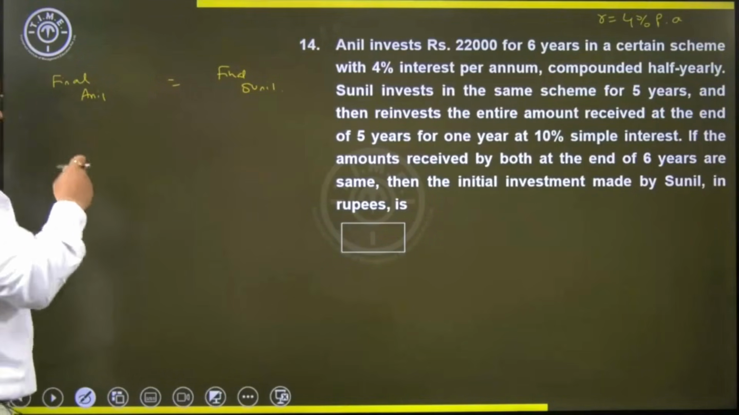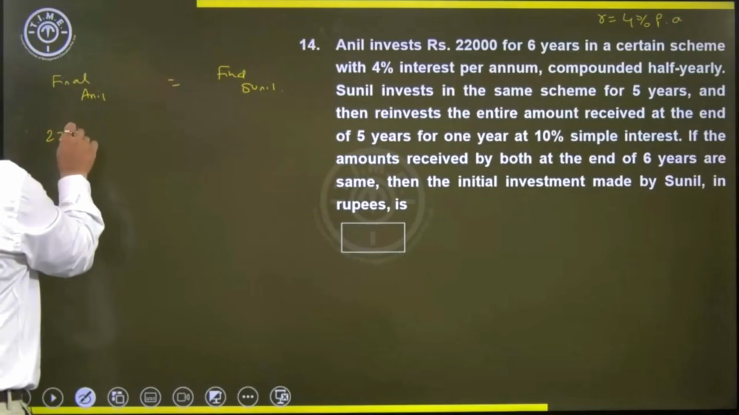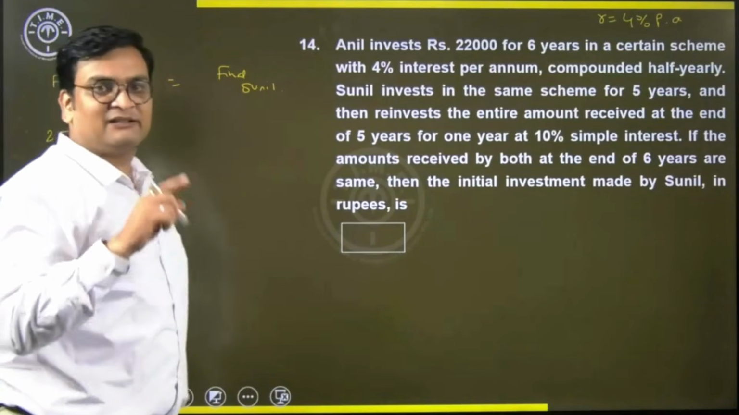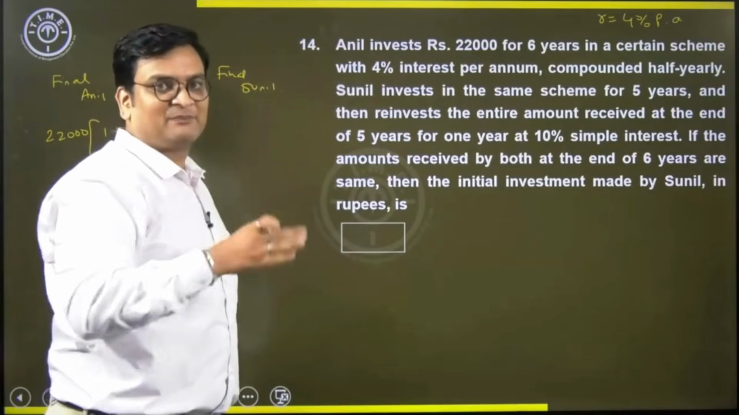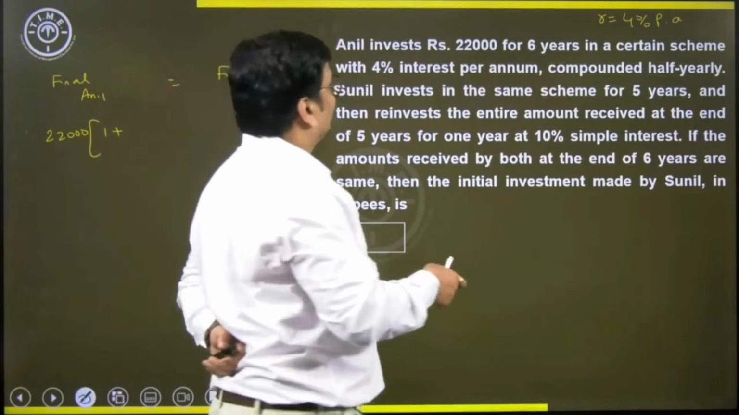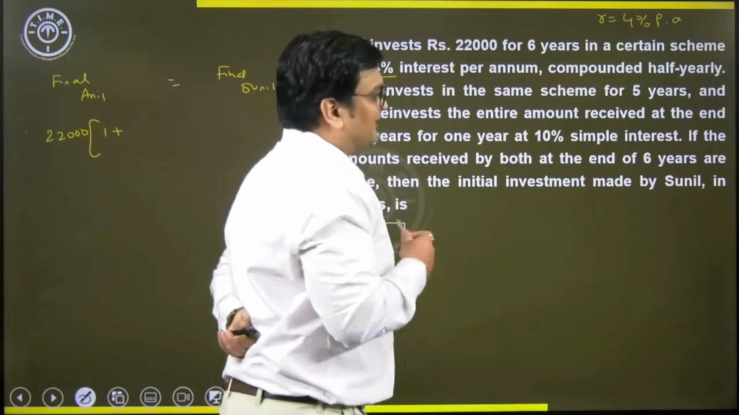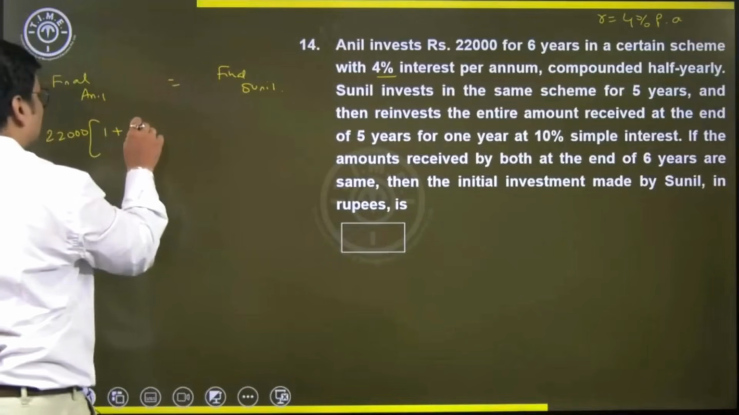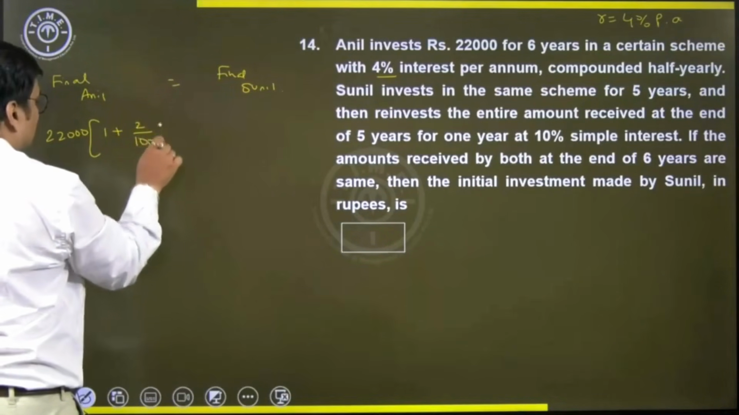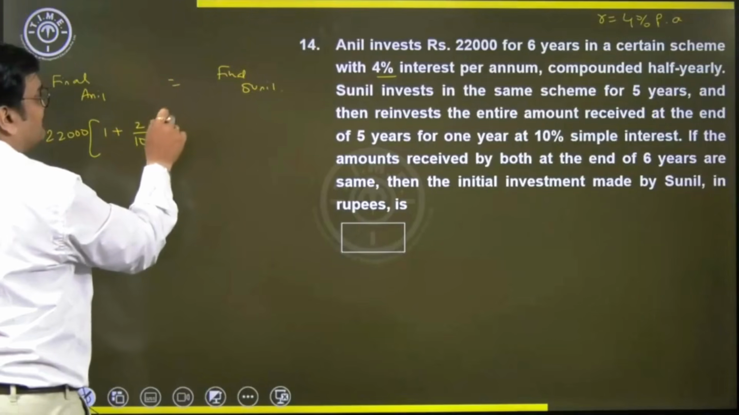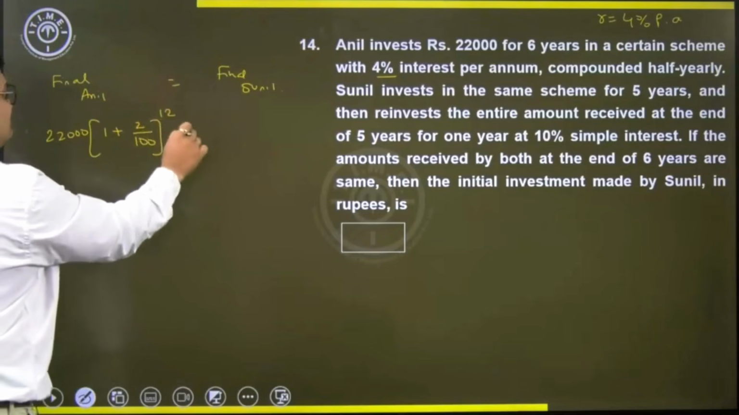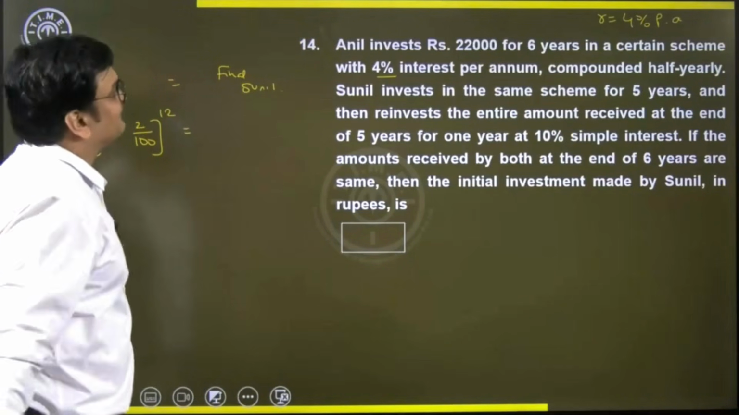Compound interest, the formula is P into 1 plus R by 100. Now, that R should be your actual R, the R that you are going to use. The 4% given is the nominal R, right? We are not going to use that actually. So, the actual R is only 2%. So, 2 by 100 whole to the power of the number of times compounding is done, which is 12. So, this will give us the final amount received by Anil.